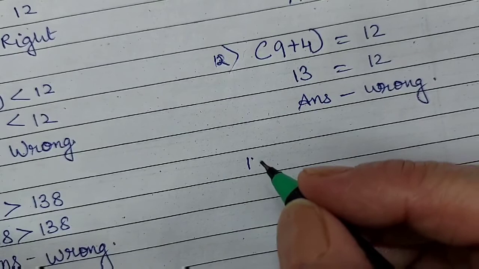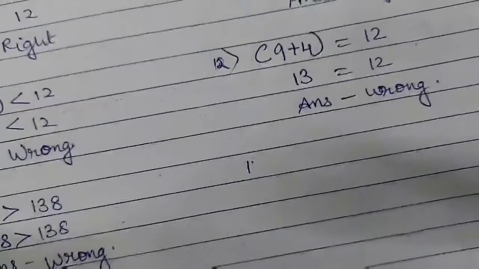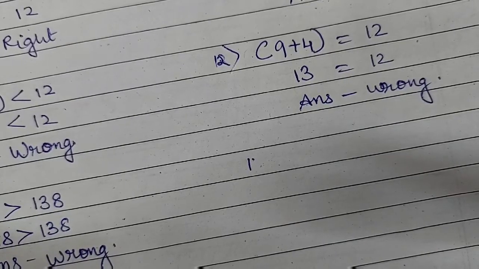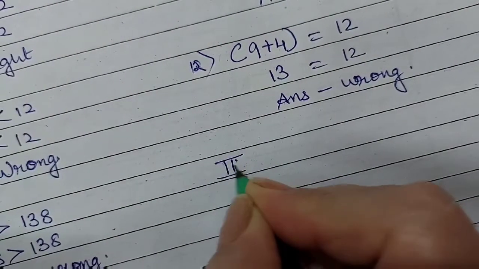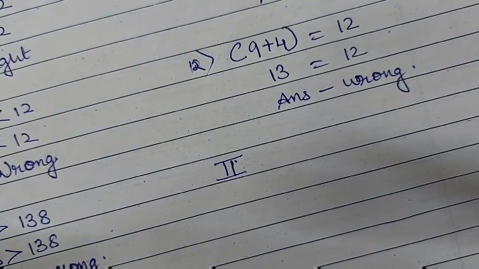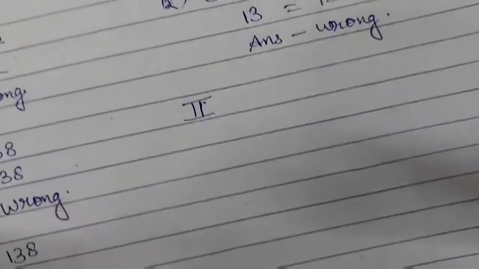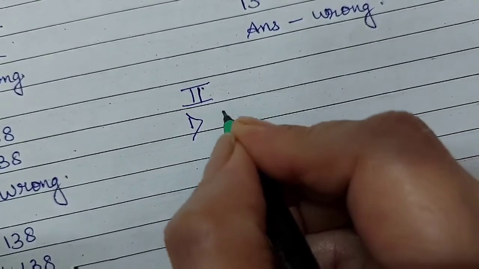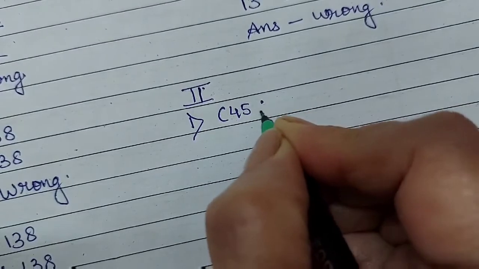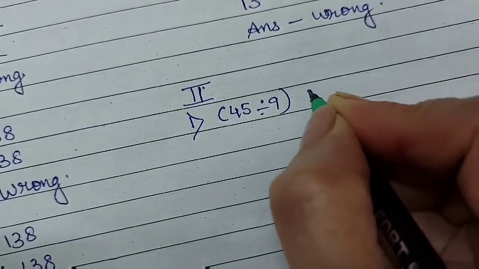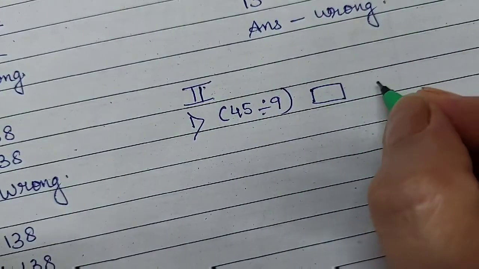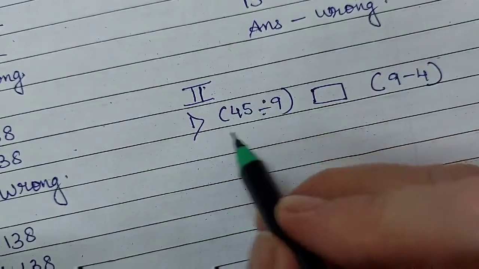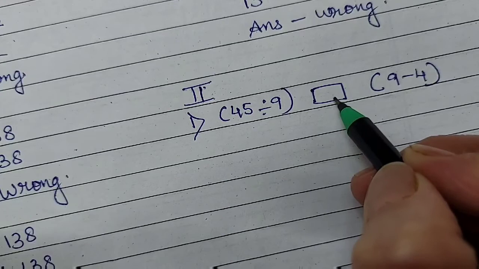Question number 1 we have finished. Actually we have finished problem set number 50. No. Sorry. We have finished the first question. Now coming to the second question. Your second question, sub question 1, is 45 divided by 9. Here one box is there and the second bracket is 9 minus 4. Now what you have to fill in the blanks is the right symbol. You have to put the right symbol here.